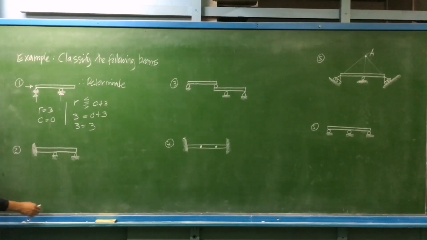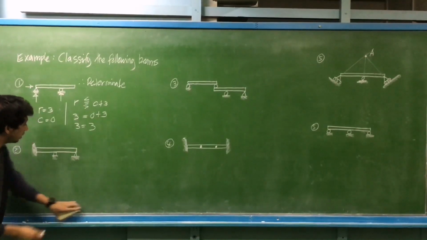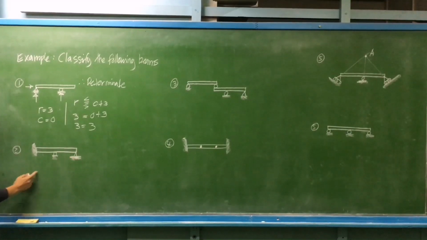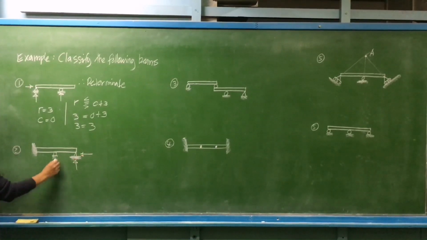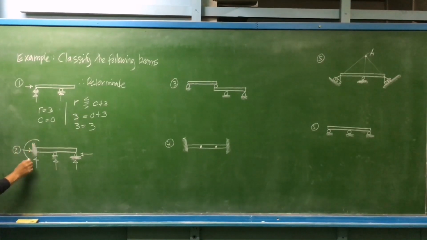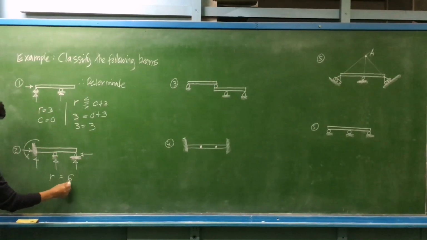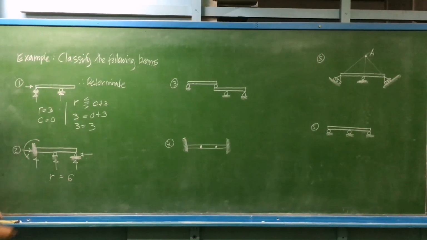Then number 2, we have a hinge support, a roller, and a fixed support. For a hinge, we have 2 reactions. For a roller, we have 1. For a fixed support, we have 3: vertical, horizontal, and a moment. So how many reactions in all? We have 1, 2, 3, 4, 5, 6. Okay, 6 reactions. And then, again, we don't have an internal pin or an internal roller. So the value of C will be equal to 0.